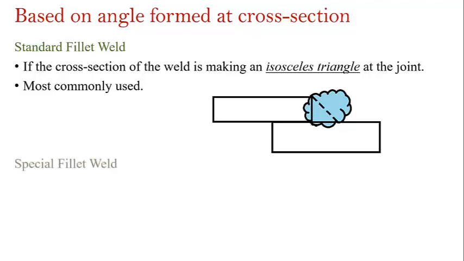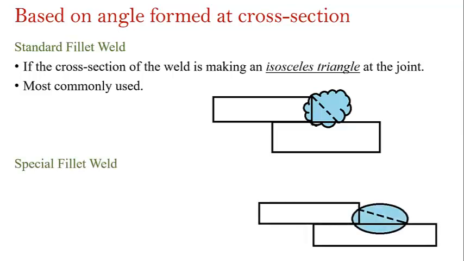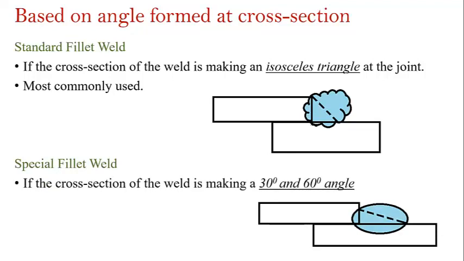Okay, the second type of weld is the special fillet weld. Now what happens in the special fillet weld is if the cross section of the weld is making an angle of 30 and 60 degrees, not 30 to 60 degrees, it is 30 and 60 degrees. So if the cross section of the weld is making an angle of 30 and 60 degrees, then you can say it is a special fillet weld.